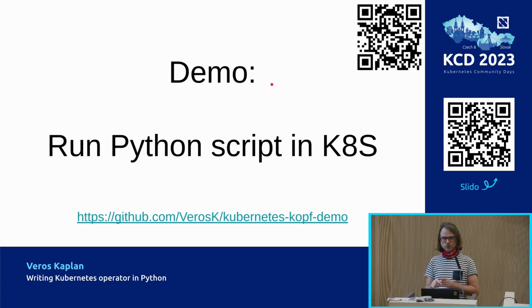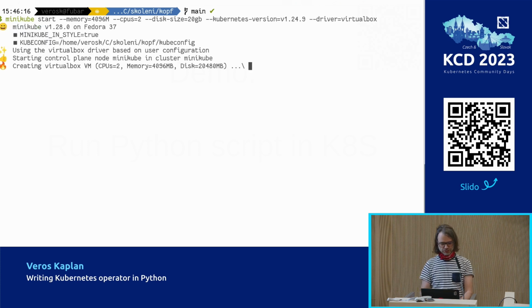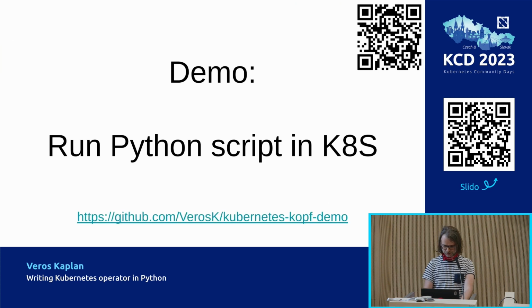If you want to copy or reproduce it, the demo is already on GitHub. This QR code is for my GitHub. It's my favorite code because I get 3 stars on GitHub. And there is also a README, so you can try to use it. And I should start Minikube. I will start a new Minikube, just to have the talk.